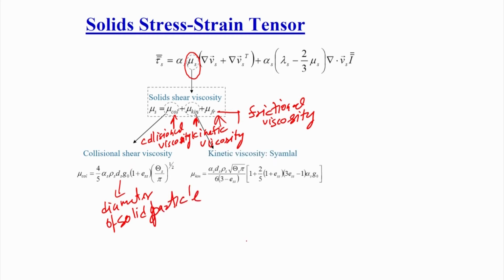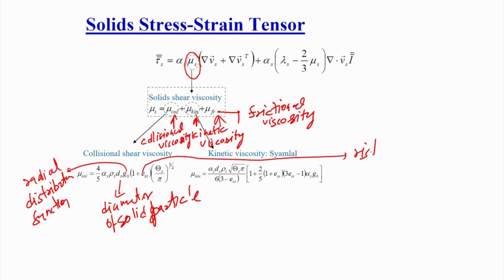G naught is nothing but the radial distribution function. We will discuss that. And Es is the restitution coefficient. That is the way it has been defined, and it is also a function of granular temperature. So, this theta s is nothing but the granular temperature.